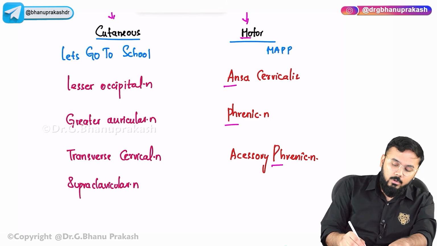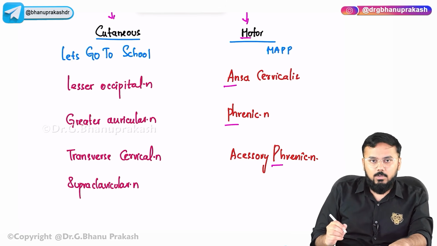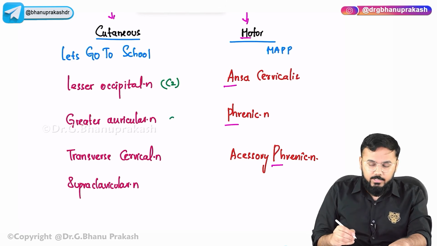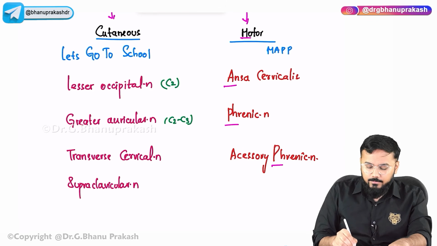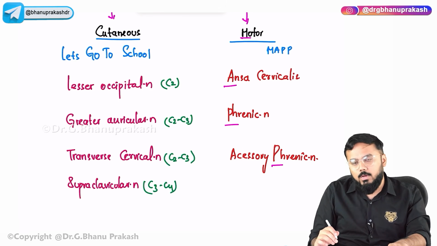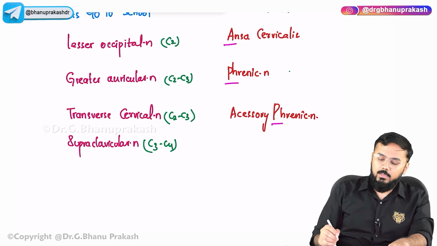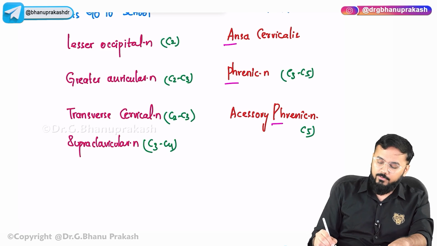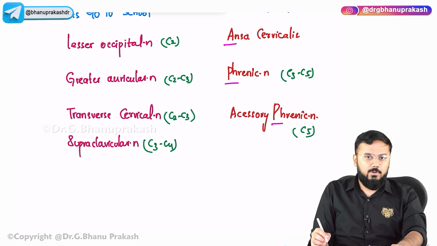Looking at the root values is very important. For example, the lesser occipital nerve has root value C2. Next we have C2, C3, and down here also C2, C3. Next you have C3, C4. When it comes to ansa cervicalis, I will tell you in a minute. The phrenic nerve is C3 to C5 and the accessory phrenic nerve is C5. These are the root values you have to remember.